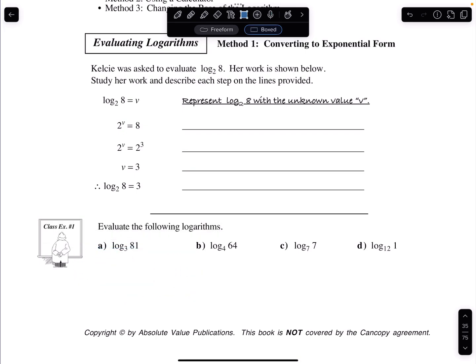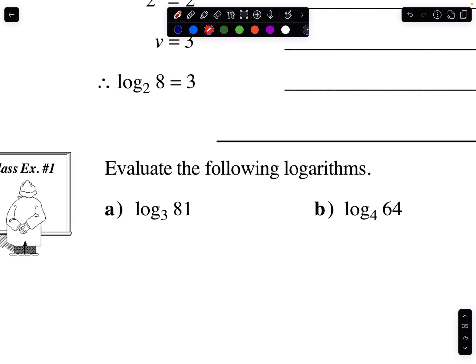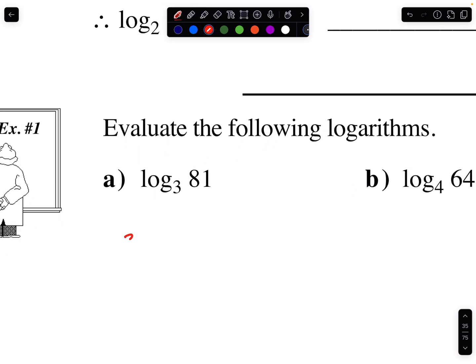Okay, in class example 1, it says evaluate the following logarithms. So to change these so that we can evaluate it, we're going to put them in exponential form. Just remember here that when we're doing that, we always keep the base the same. So this base is going to stay as a 3.